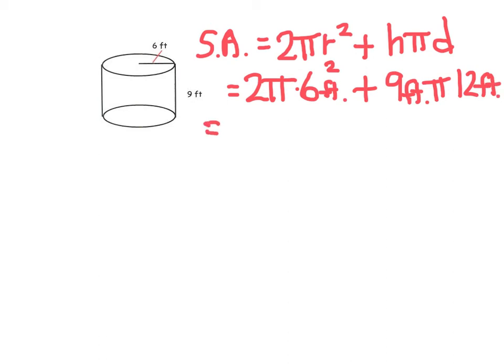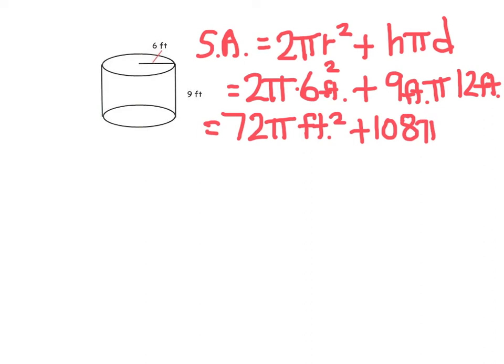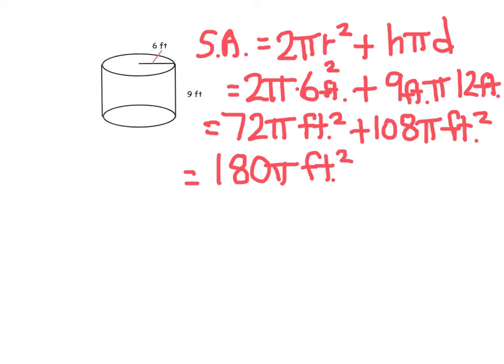All right, square 6 first. 6 squared is 36. Times that by 2. So this part equals 72 pi. We have square feet this time. And then over here, 9 times 12, that's 108 pi square feet. Now let's add the two terms together. 72 pi plus 108 pi equals 180 pi feet squared, or square feet.